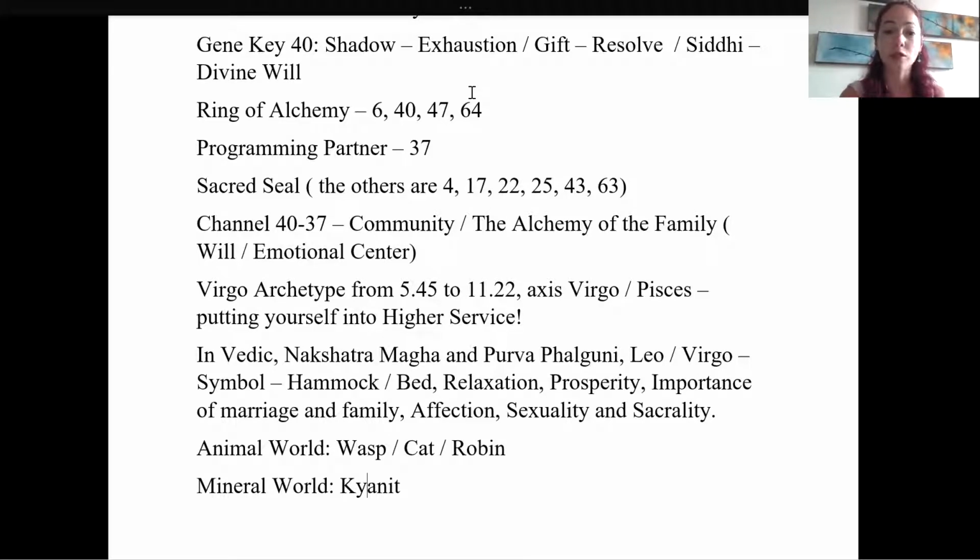The programming partner, the opposing energy here, is Gene Key 37, a Pisces energy, a very interesting and very soft energy that helps 40 in this will, divine will. Also, very important information here: 40 is a sacred seal, like Gene Key 4, 17, 22, 25, 43, and 63. If you have any of these, you're in for quite a ride.